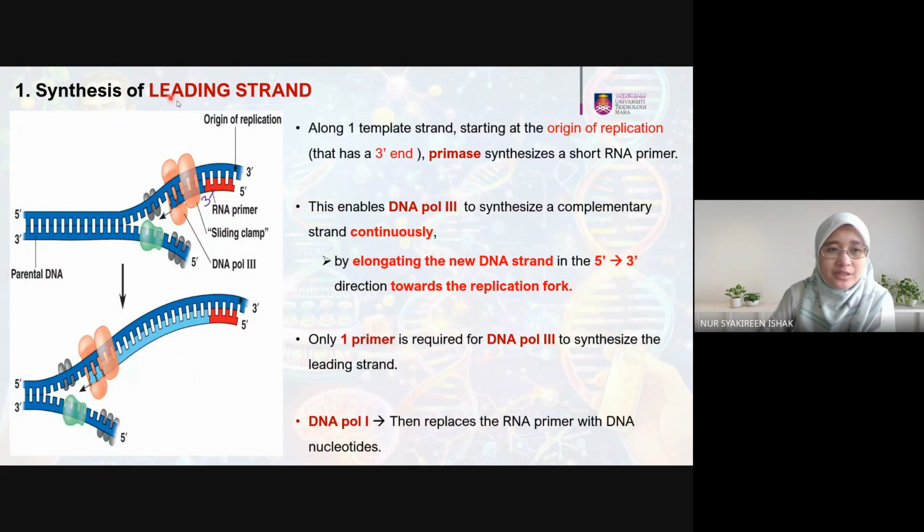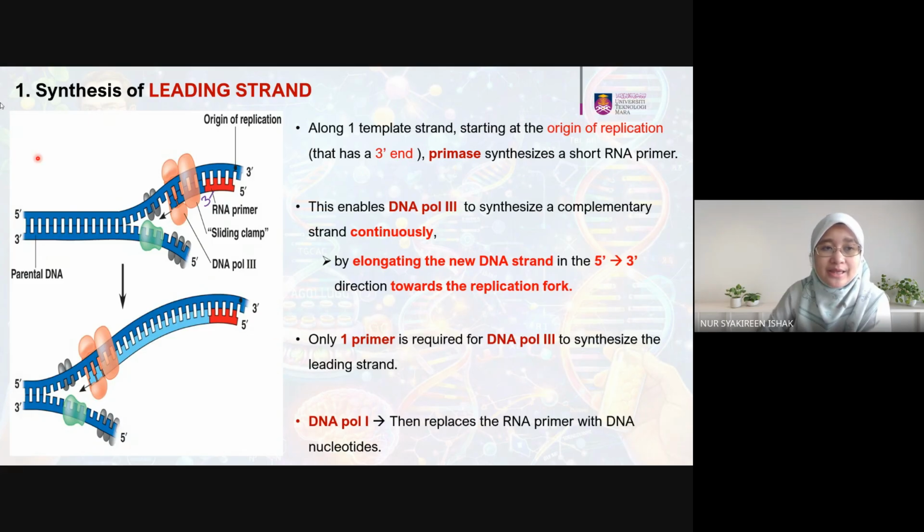Another feature of the leading strand is that it is synthesized continuously, not in fragments. It is synthesized continuously from the origin of replication towards the replication fork. That's why it is highlighted in red. This is the keyword you have to take note of. It is synthesized continuously, elongating the new DNA strand in the 5' to 3' direction, towards the replication fork.